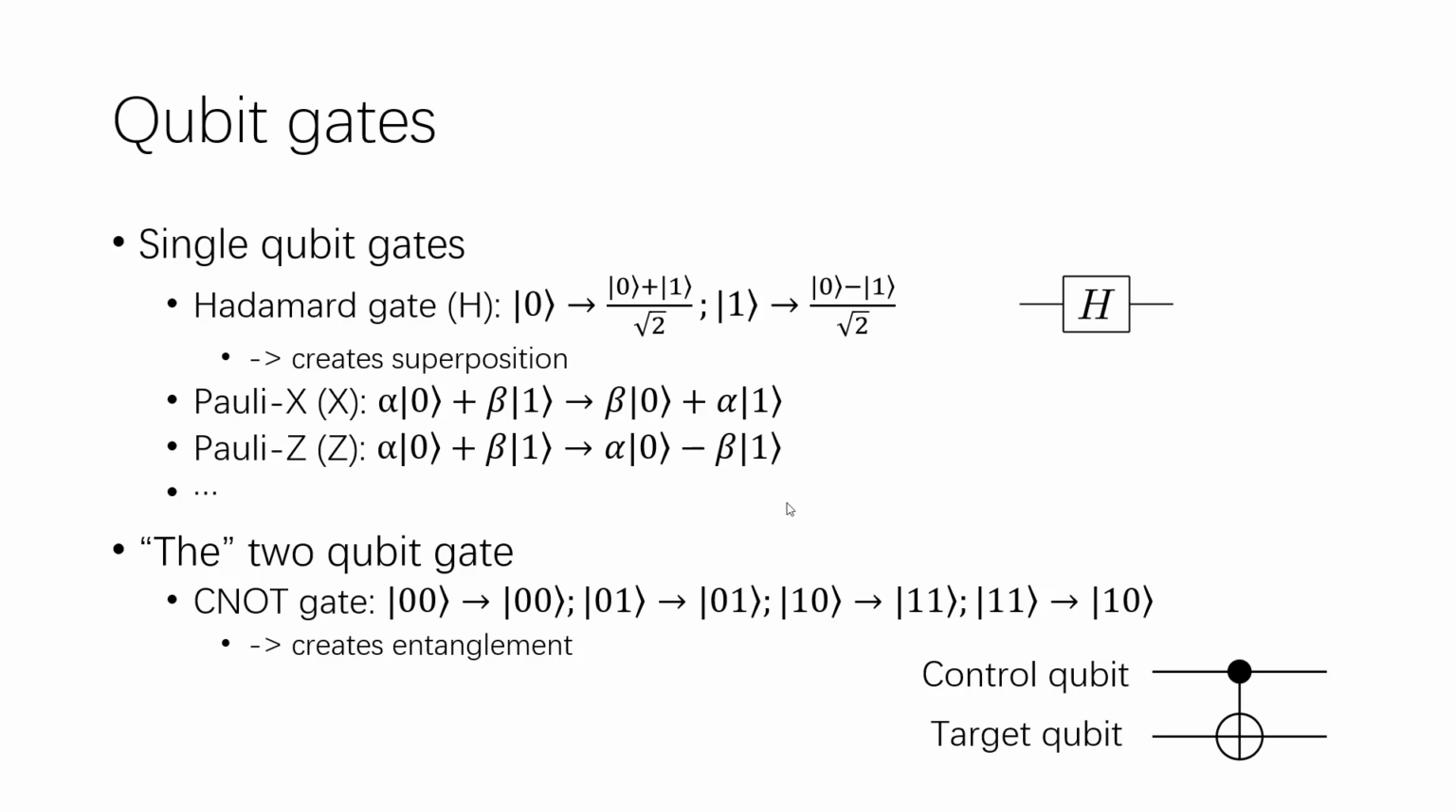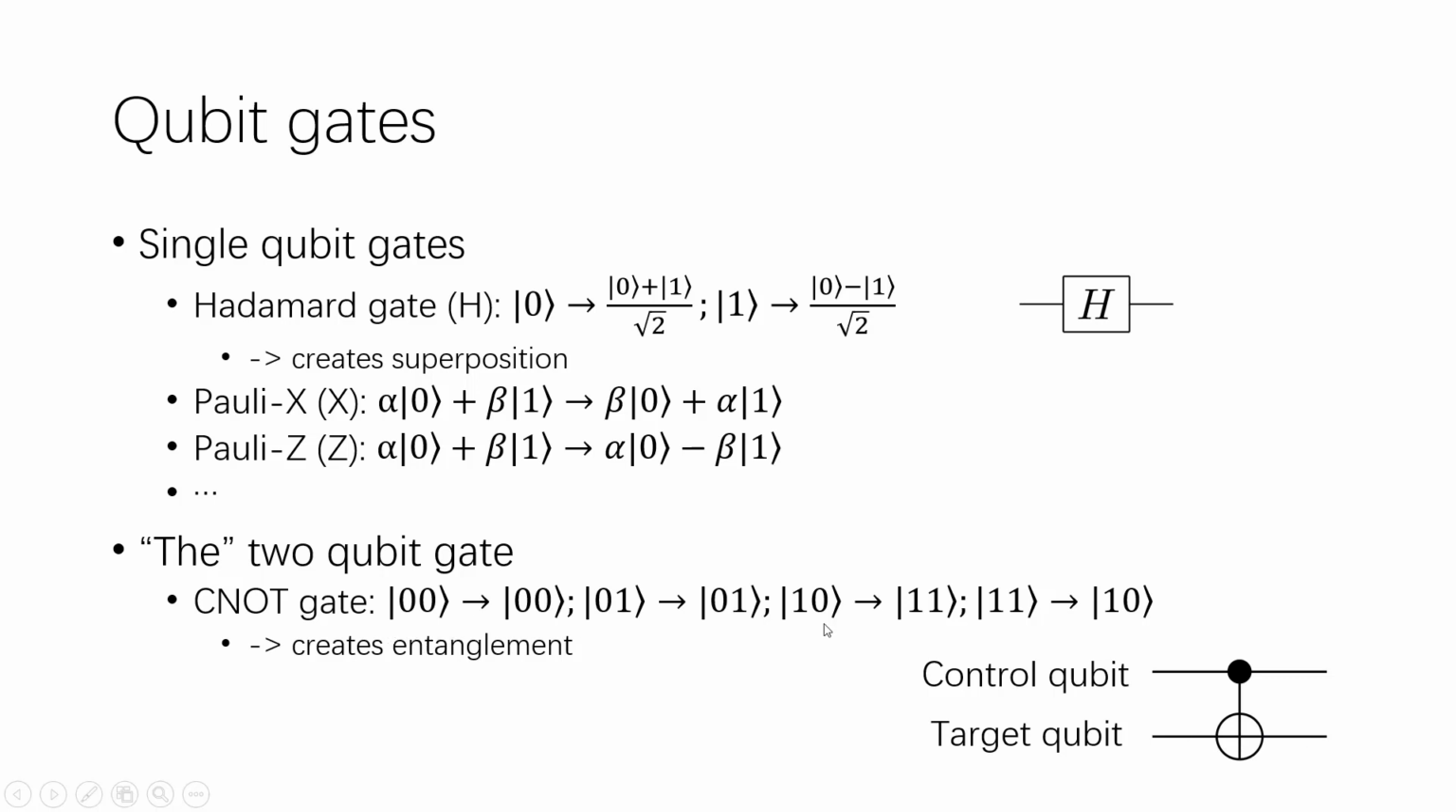So what is the CNOT gate? CNOT stands for controlled NOT gate. It means that we have a control qubit here, and we have a target qubit. If the control qubit is 0, we don't flip the target qubit. So if the target qubit is 0, it still remains 0. If it is 1, it remains 1. If the control qubit is 1, then we flip the target qubit. So basically, if it is 0, then we change it to 1. If it is 1, we change it to 0.